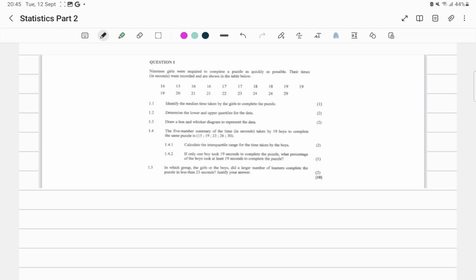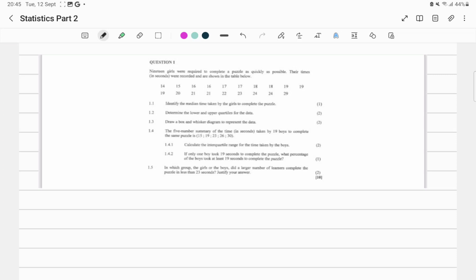Alright, so let's have a look at question 1. Remember, all of these questions are taken from past papers, which you can access online on the government website, the DBE website, past papers, as well as a few applications you can find on Google Play or the Apple Store.